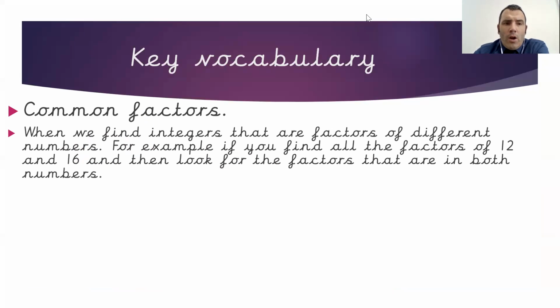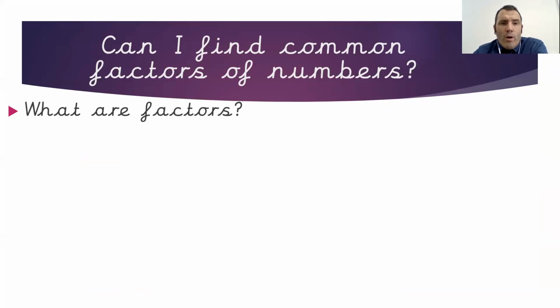Today we're going to be looking at common factors. So yesterday we took time and we found the integers that are factors of different numbers. Today we're going to compare those for two different numbers. So for example, we could look at the numbers 12 and 16 and then look for the factors that make up both numbers.